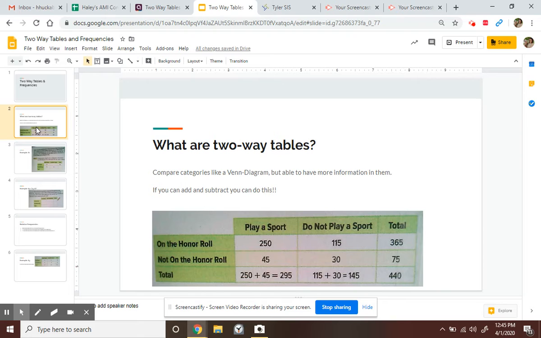It says on the honor roll, not on the honor roll, playing a sport, not playing a sport. So you can compare all those different numbers. Right here, that 440 tells me they interviewed 440 students. And then you can kind of pick out different pieces of information. So like there are 250 students that play a sport and are on the honor roll. There are 30 students that do not play a sport and are not on the honor roll. So that's kind of how these tables work.